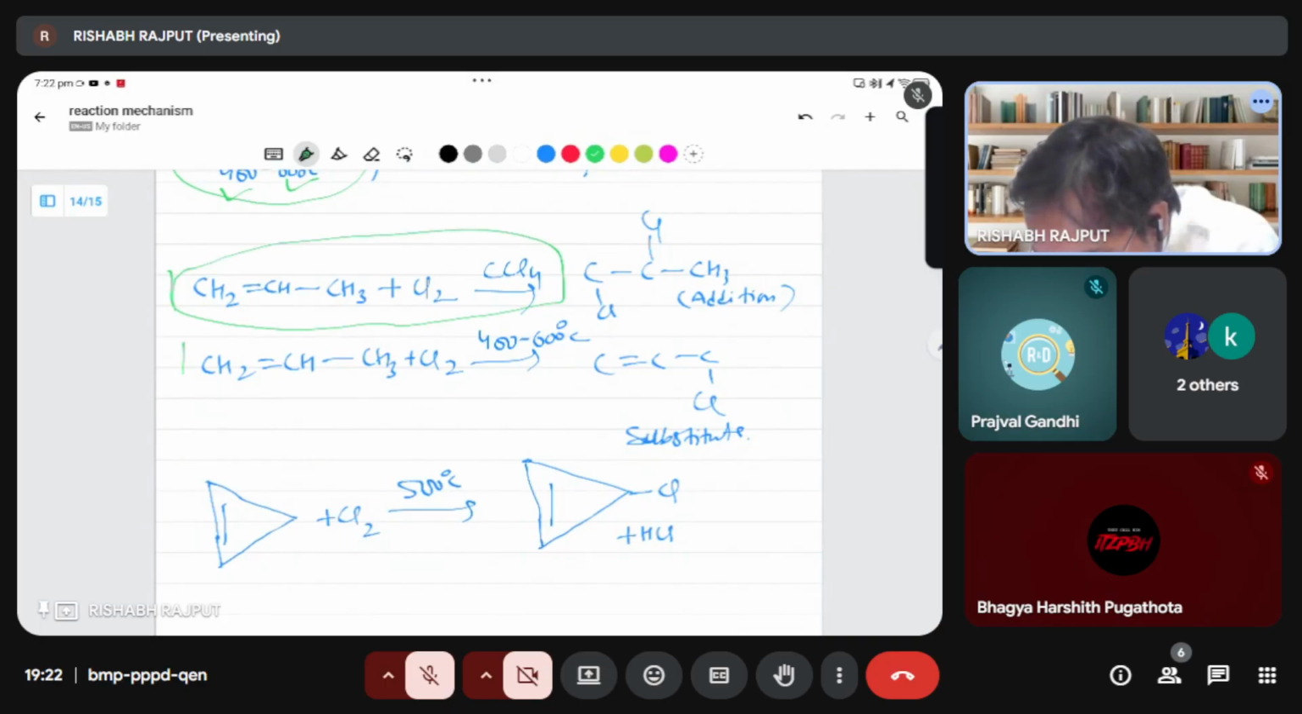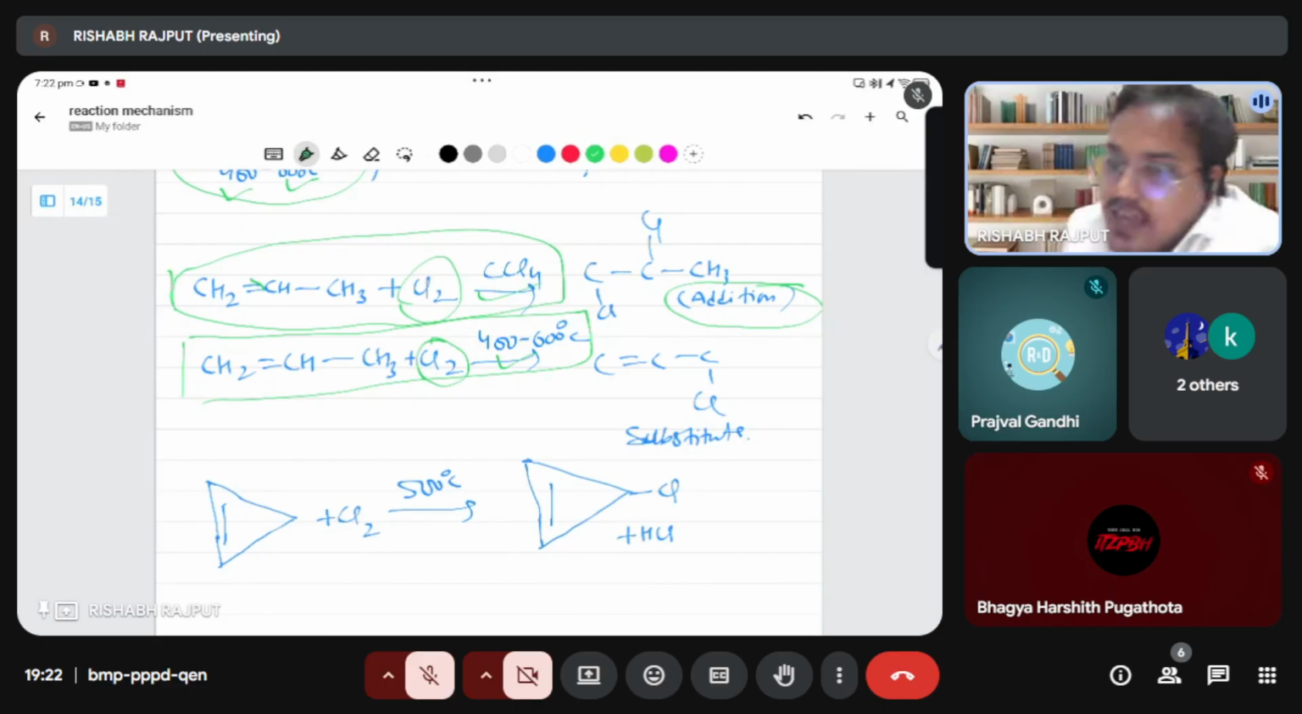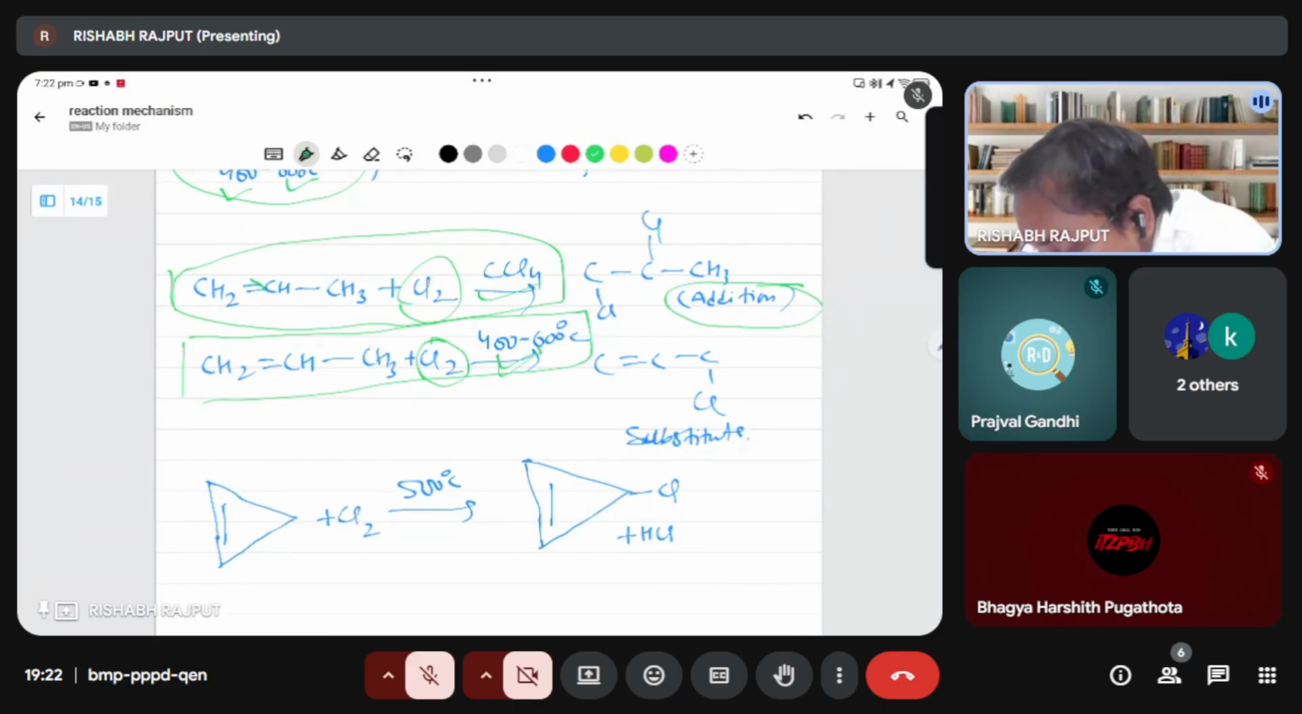If you observe, here chlorine will be there in the presence of CCl4. Here chlorine will be present at temperatures 400 to 600. On the upper side, addition reaction will happen. Why? Because they will remove the alkene and make the alkane. But because of high temperature here, the alkene is maintained, and only chlorine will come to the allylic carbon. That is a substitution reaction. From this carbon, they will remove one hydrogen, and chlorine will come. That is a substitution. So in the presence of 400 to 600 temperature, substitution will happen.